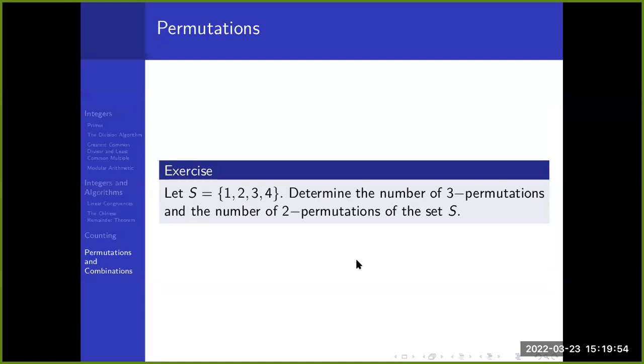So here is an exercise for you. You have a set of 4 elements and you need to determine the 3 permutations and also the 2 permutations of this set. So the 3 permutations, I can write some examples, but you will complete this in your own time.